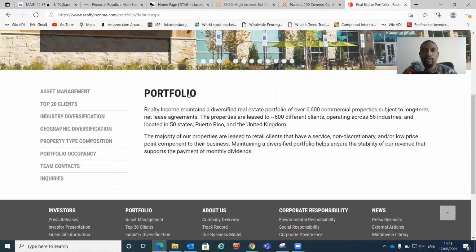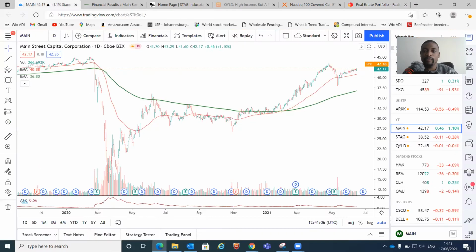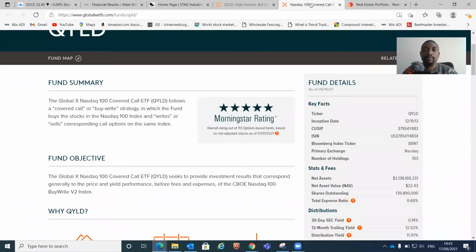So for today, we want to talk about 3 companies, which are Main Street Capital and Stag Industrial. And the last one is an ETF, the QYLD, which is a global Nasdaq covered call ETF. So let's start with the ETF.